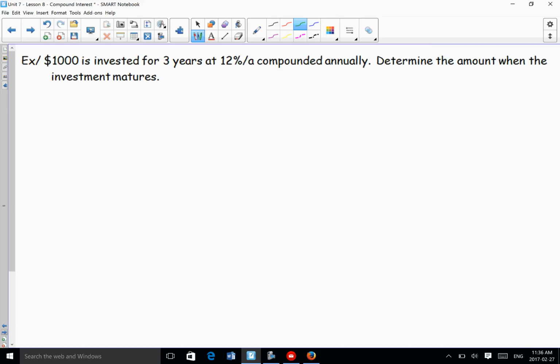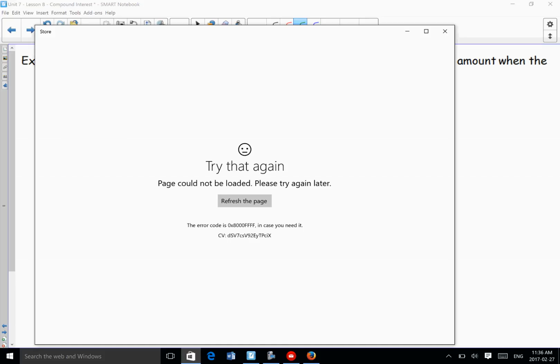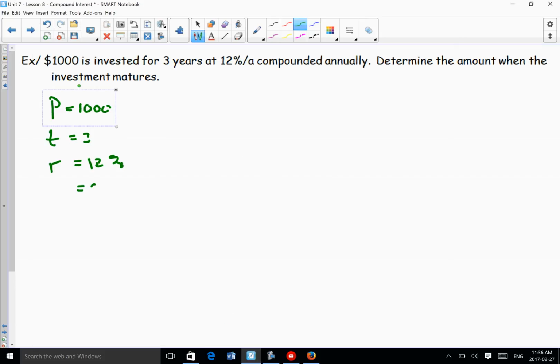So I have $1,000, that's our principal. We're going to invest it for 3 years, that's our time, at 12%, that's our rate. Again, we're going to change it to decimals as we always do, so 0.12. And we're going to compound annually. Annually is our compounding period. Determine the amount when the investment matures.